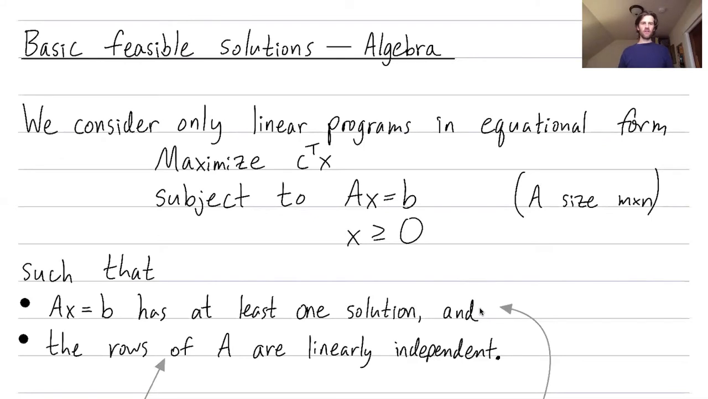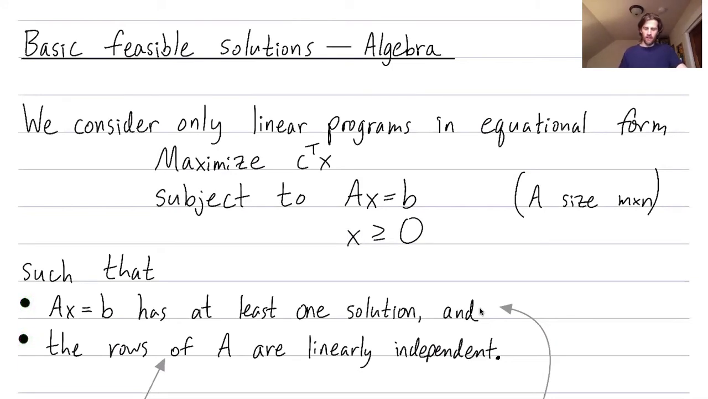In the last video, we saw that any linear program can be written in equational form. Equational form means you're maximizing something. You have only equality constraints, except for non-negativity constraints. And you can always put a linear program in this form, for example, by introducing slack variables, etc. We're only going to consider linear programs in equational form satisfying two extra additional assumptions, these two bullet points here.